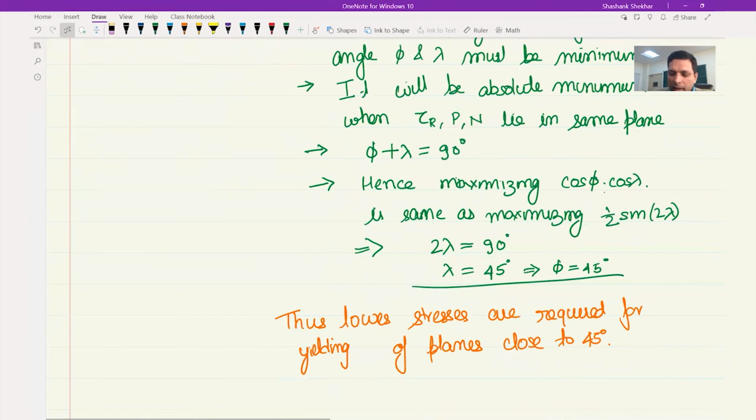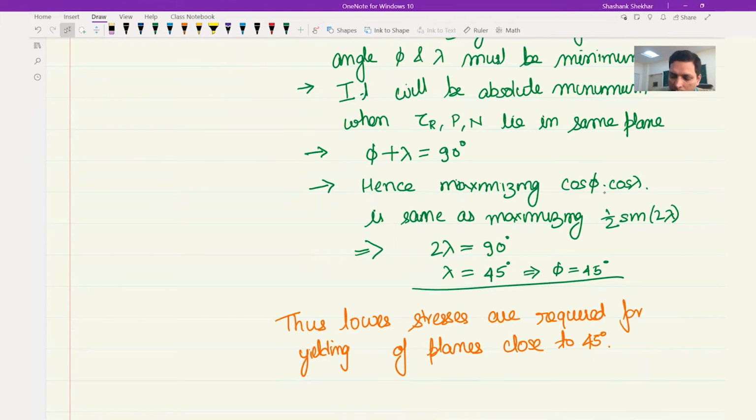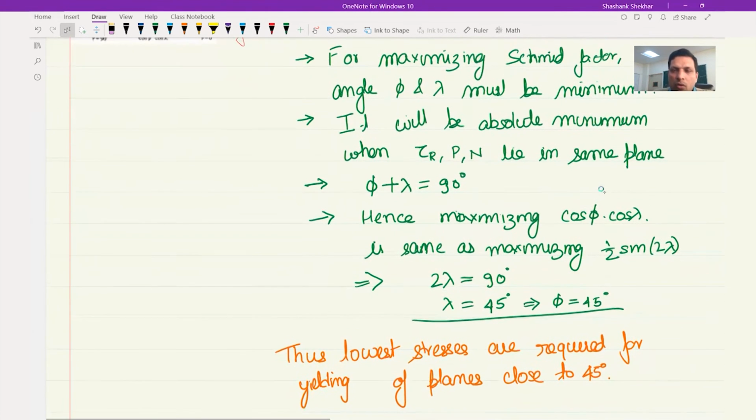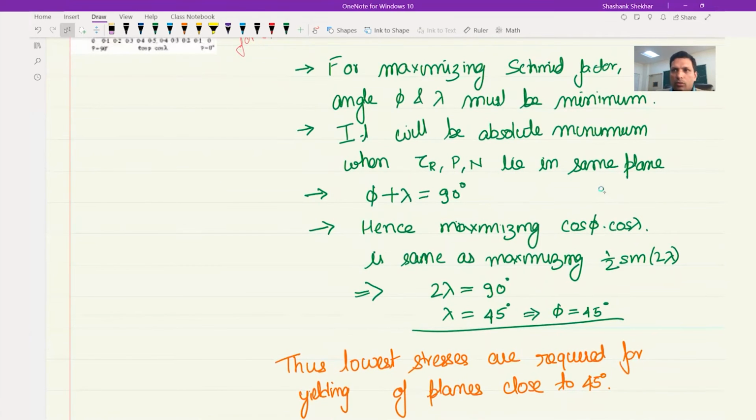So now that we understand this, okay, I've missed T here. So now we are in a position to look at certain examples.